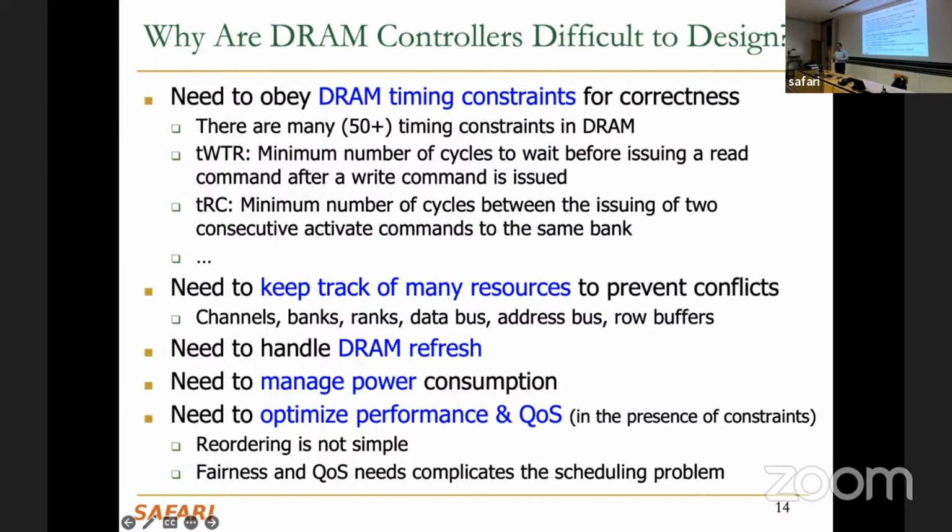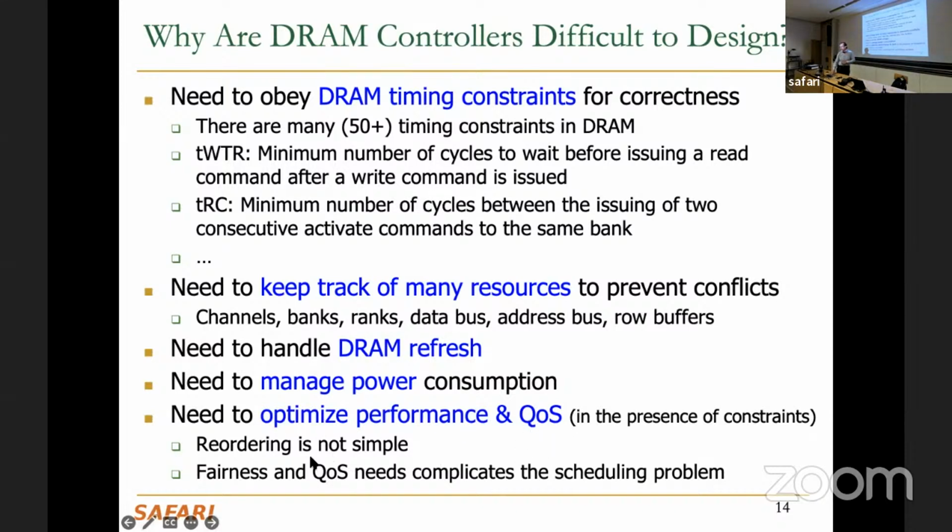As you can see there, write to read delays are, for example, a rank level timing constraint, meaning it affects all of the chips on the rank, whereas tRC is a bank level timing constraint. So you need to actually keep track of all of these different resources and what's happening in all of those resources. You need to handle DRAM refresh to retain data, manage power consumption, we've already discussed this, and optimize power, performance, and quality of service on top of all of this.